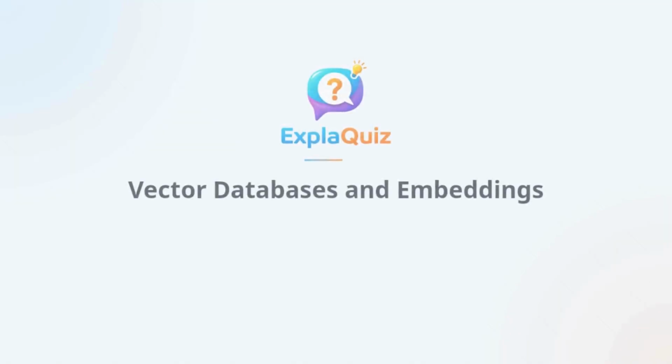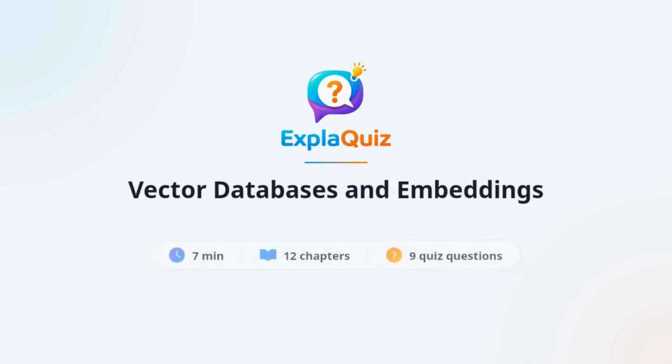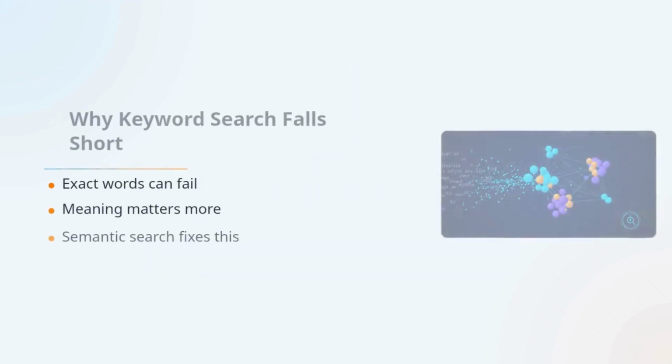In this lesson, we'll understand why keyword search often fails and how embeddings plus vector databases make semantic search actually useful. We'll go step by step, and after a few sections, I'll test your understanding with quick quizzes. Let's start with the core problem.